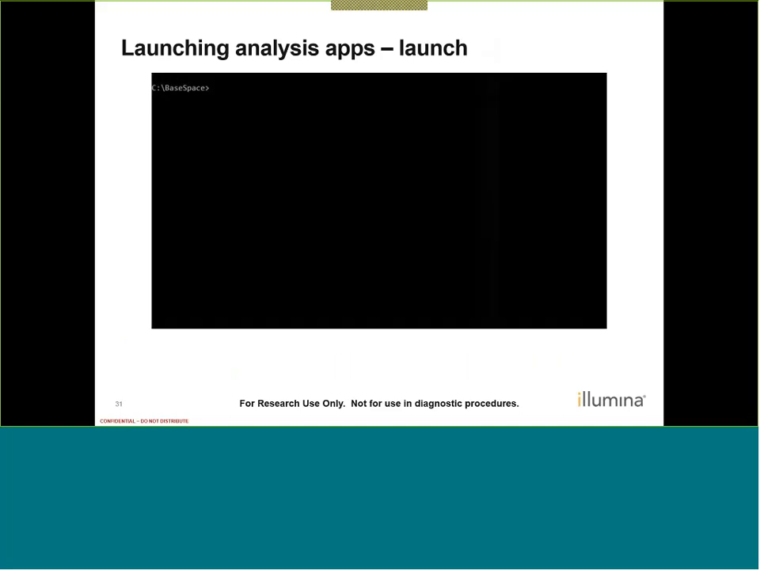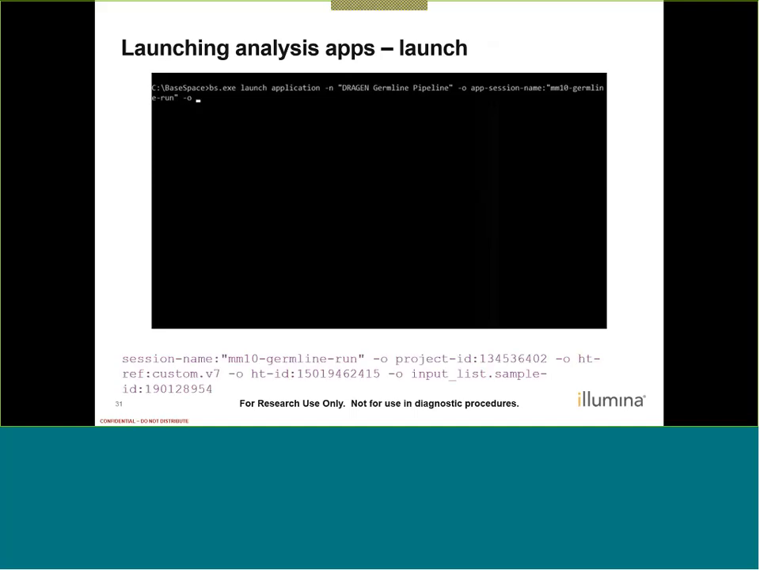All right, so our final command here is going to be for the DRAGEN germline pipeline. So we're going to launch that application. I'm going to specify by name again, just to make it easier to follow along. And then we're going to give it an app session name. In this case, I'm just going to call it the MM10 germline run. And because I want to save it to the same project, I'm just going to give it that same project ID. It's the same option, project-ID.